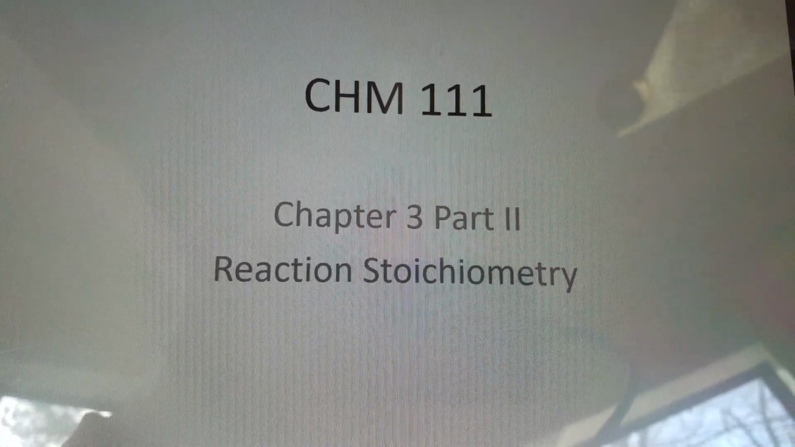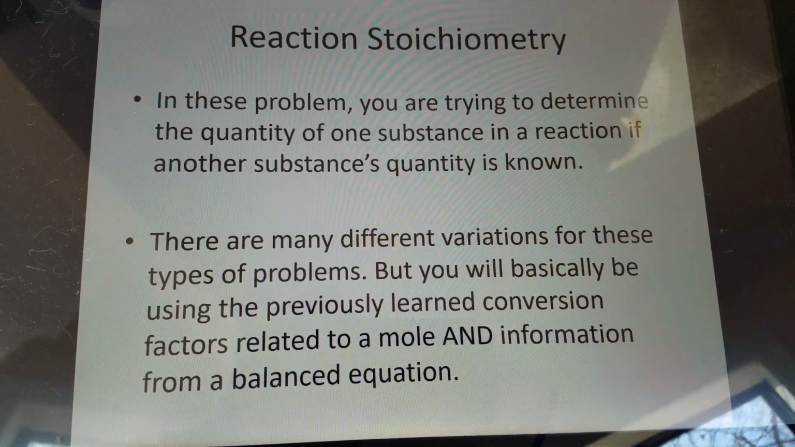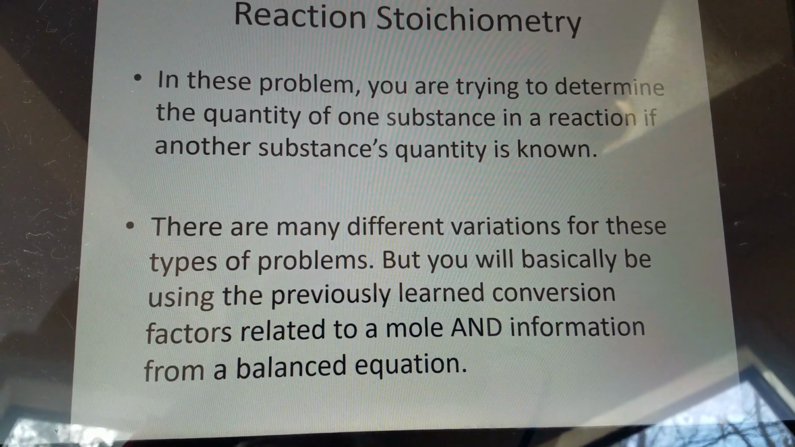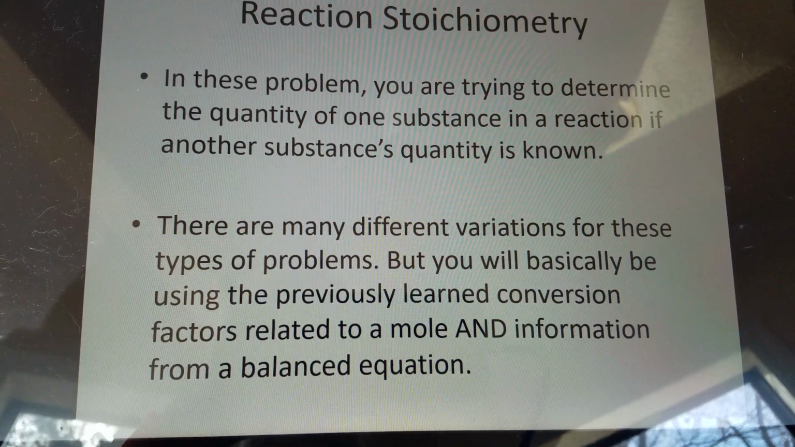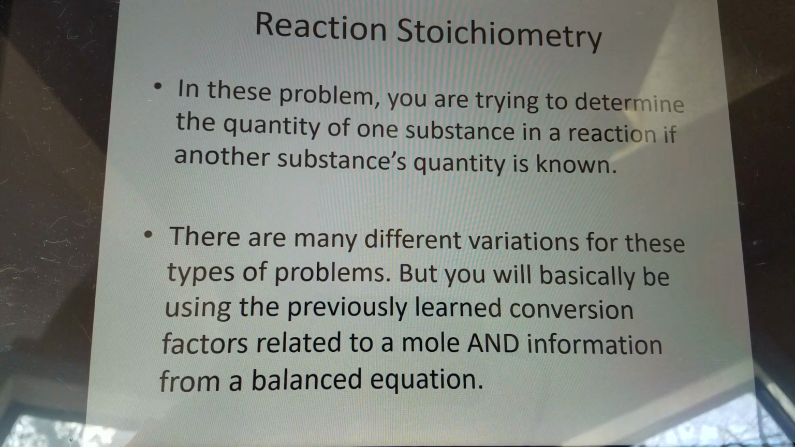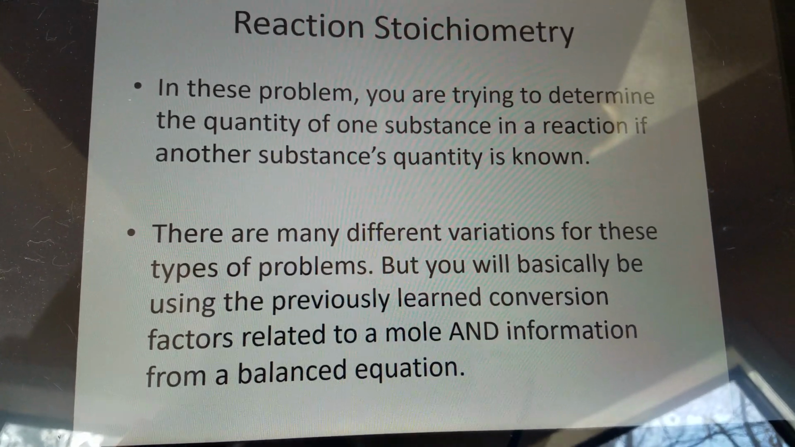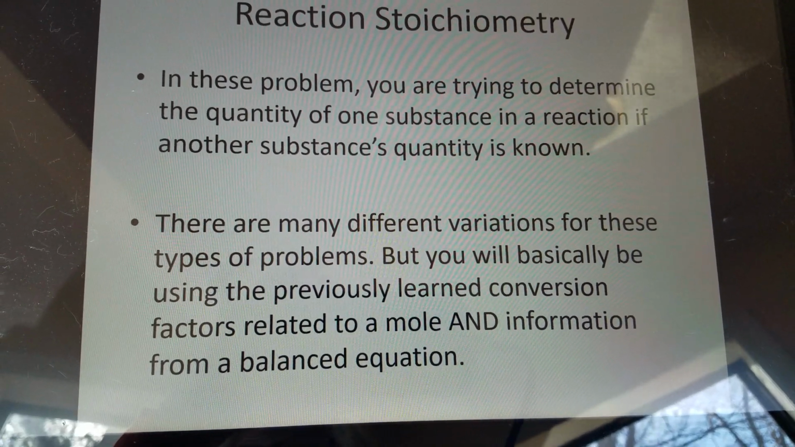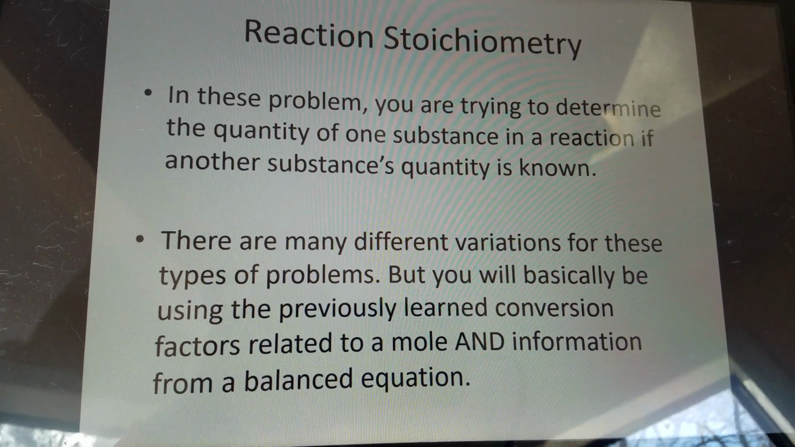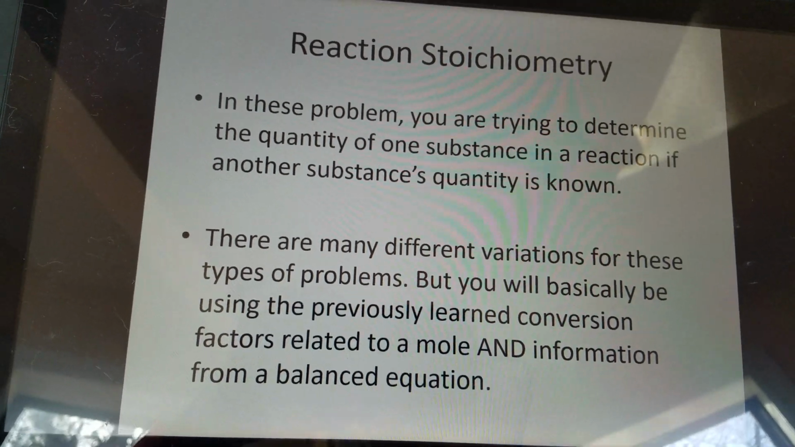Today we're going to look at reaction stoichiometry. There's going to be a lot of words here, but you can read through this. Basically, what you're going to be doing is determining the quantity of one substance in a reaction if another substance's quantity is known. It could be the quantity of a reactant: you can figure out the quantity of the other reactant that you would need to react with, or you can figure out how much product you might make from a certain amount of reactant. So there are different varieties of these.